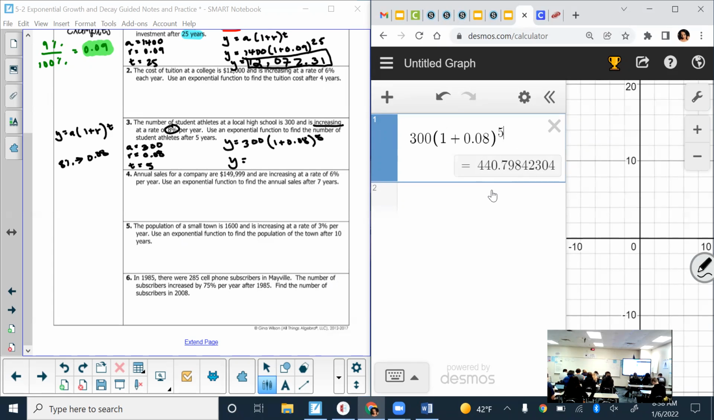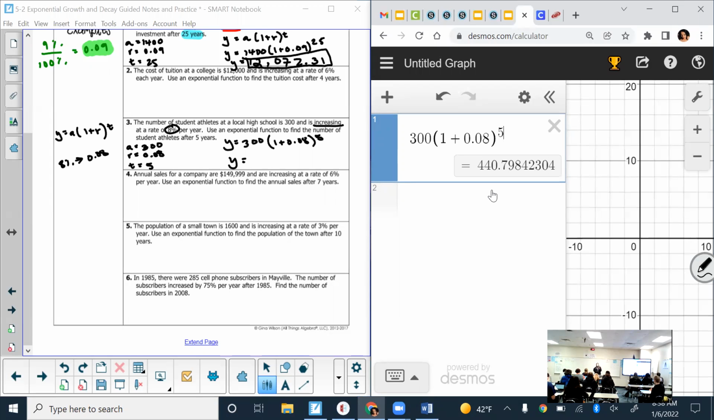So are we talking about money? No, we're talking about people. Can I have a decimal of a person? No. So what would my final answer be? So good rounding, but since this is like a real world situation, the formula doesn't fully support that there's 441 students. All right, it's saying that at most, basically, there's 440 students.